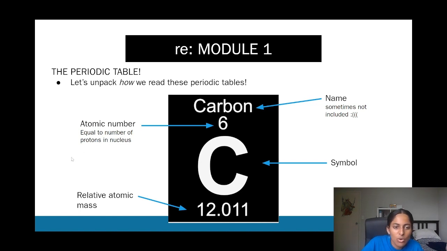You also have something called an atomic number at the top, above the symbol, and this is pretty much the number of protons in the nucleus. And then you also have something called the relative atomic mass over here. That's pretty much the mass of the nucleus in your specific atom. And a nucleus contains both protons and neutrons. Sometimes the name isn't included, unfortunately, so you just got to know what is what.